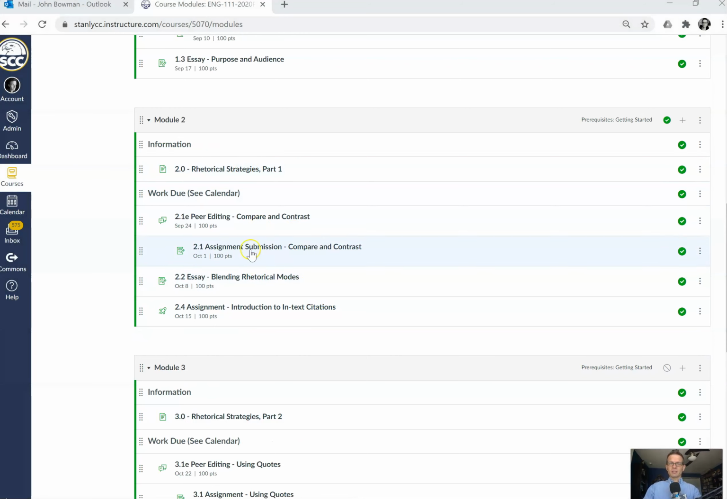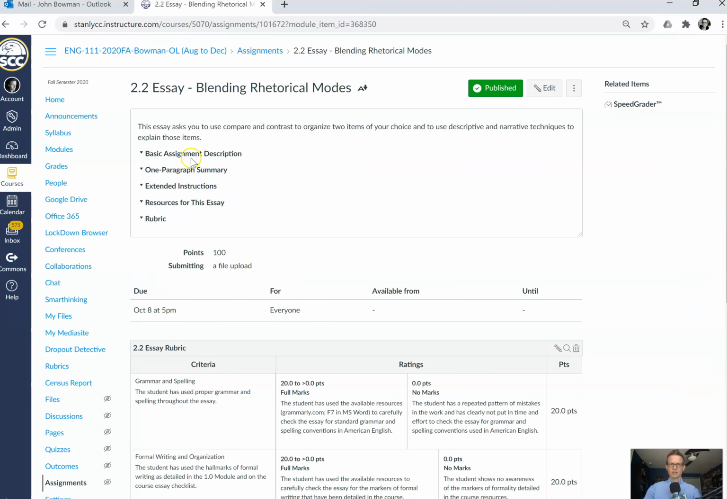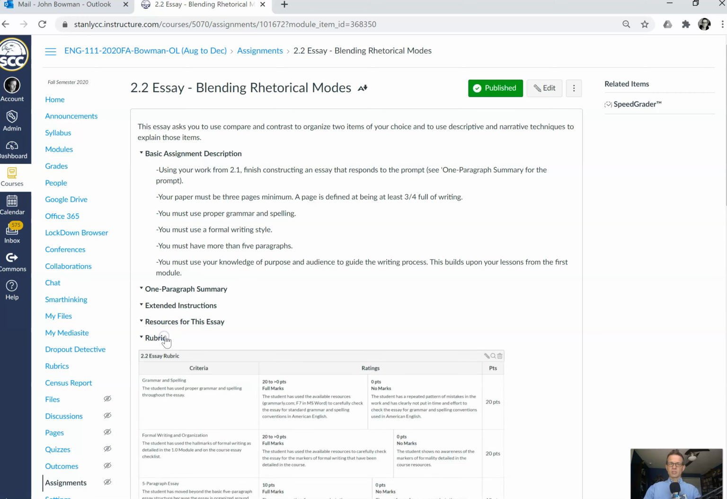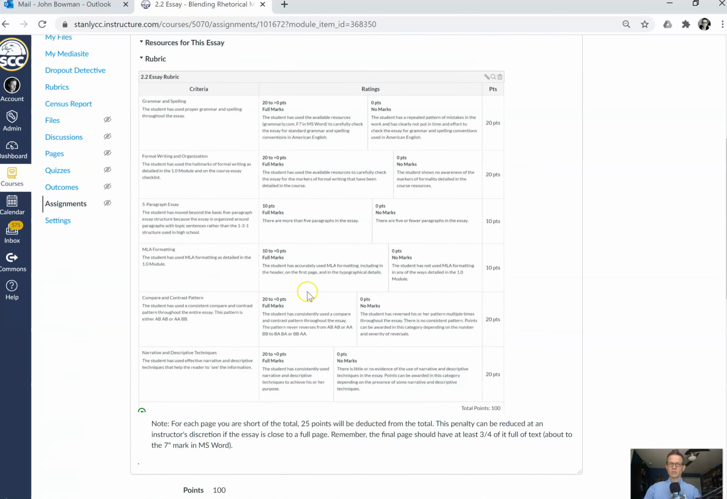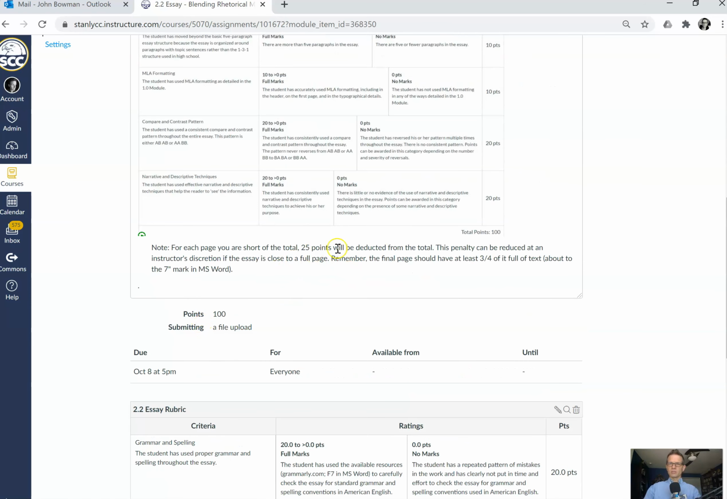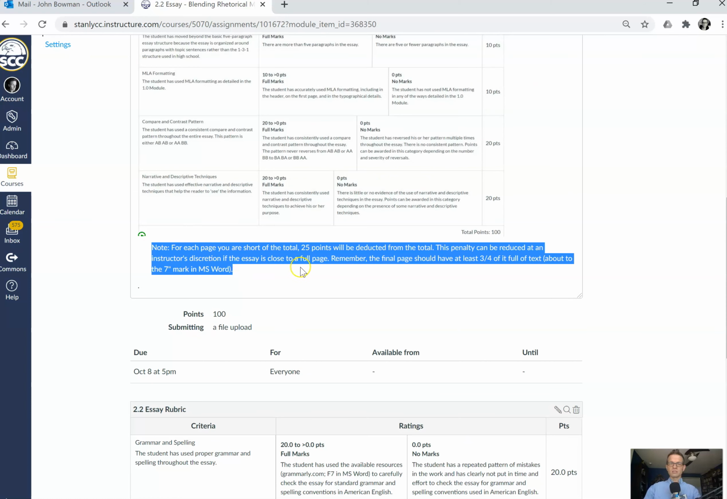All right, in the second module, at this point, you're working your way through the compare and contrast assignments, and you're working your way toward the blending rhetorical modes essay. Again, this essay, when you click into it, you have your basic assignment description. Make sure you pay attention to the requirements there. This is very much like the first one. Make sure you pay attention to the rubric. I've given you an image of the rubric, and I've also given you the rubric down at the bottom. Those two things match each other. Also make sure that you pay attention to the note that's attached to the rubric.